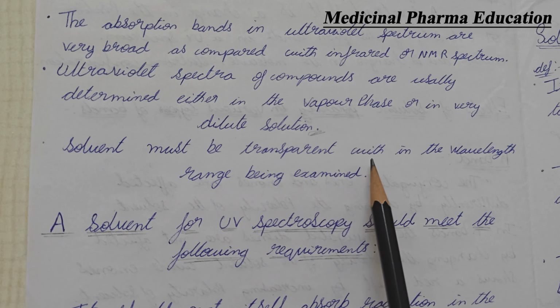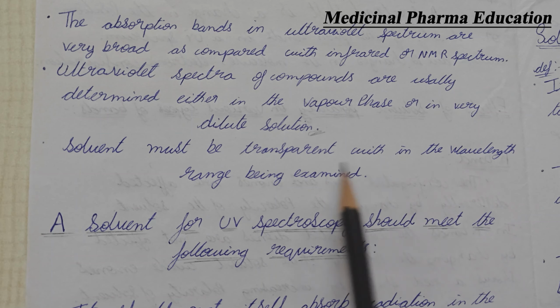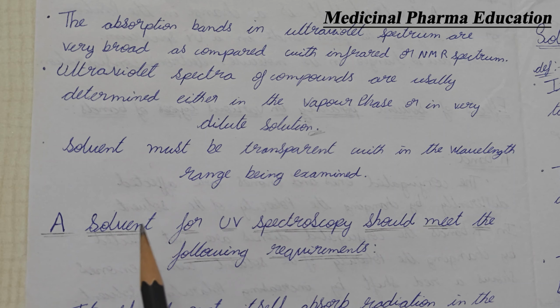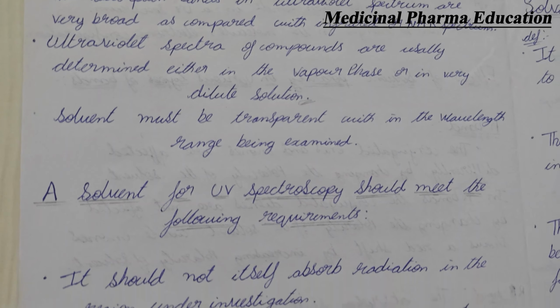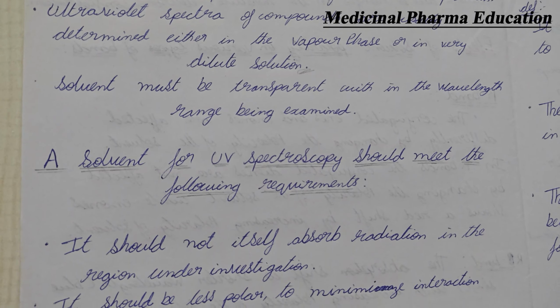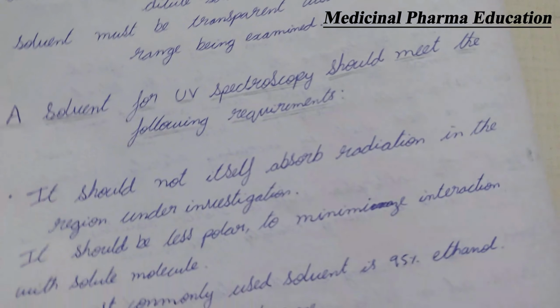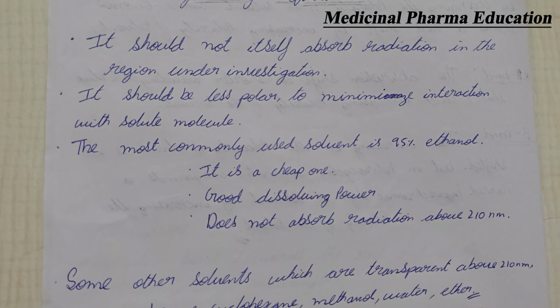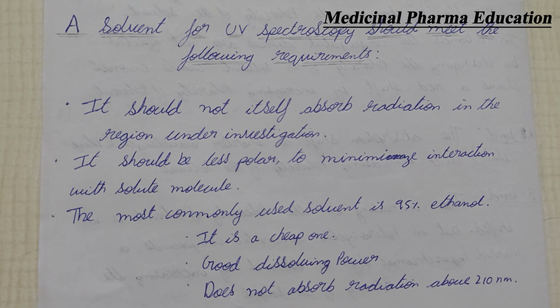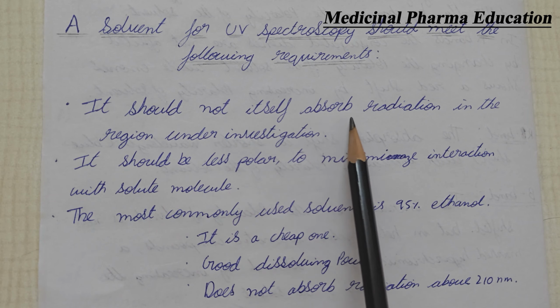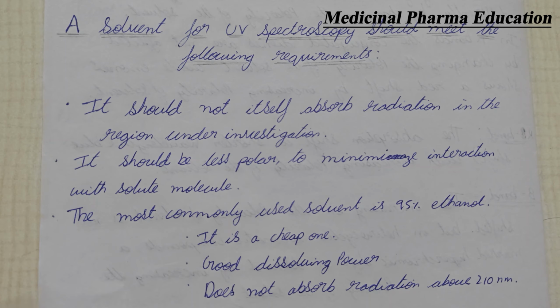Solvent must be transparent within the wavelength range being examined. Okay, the solvent should be transparent. It should not absorb in the wavelength range being examined. Next, a solvent for UV spectroscopy should meet the following requirements. These are the requirements it should follow. Mainly, it should not itself absorb radiation in the region under investigation.